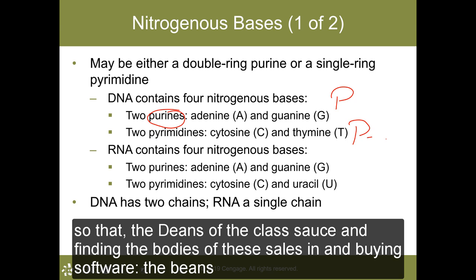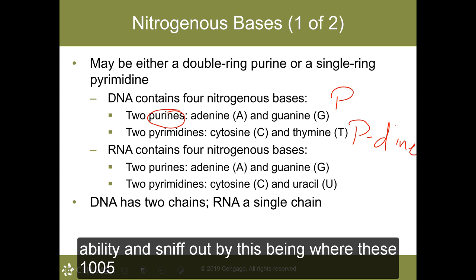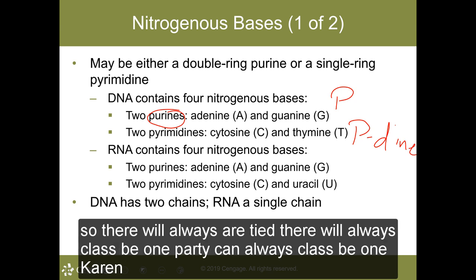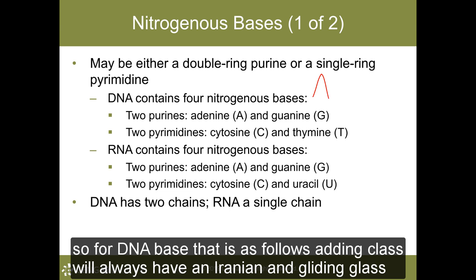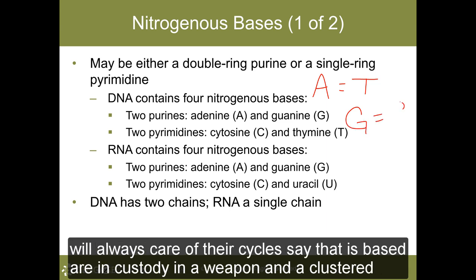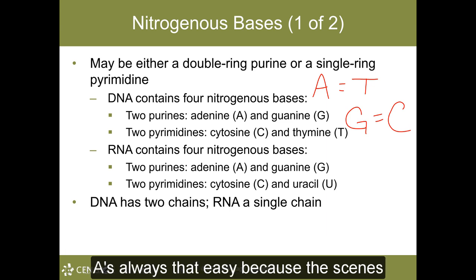So I'll put pyrimidines. The pyrimidines, and that's not "dine," that's "dine," are going to be cytosine and thymine. There will always, I repeat, always be one purine bonded to one pyrimidine. So for DNA, base pairing is as follows. Adenine will always pair with thymine, and guanine will always pair with cytosine. That is base pairing for DNA. If you write that down and get it, you'll never forget it. A's will always get a T, and G's will always get a C.